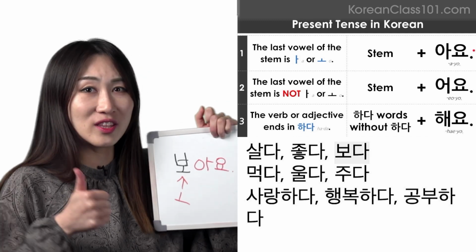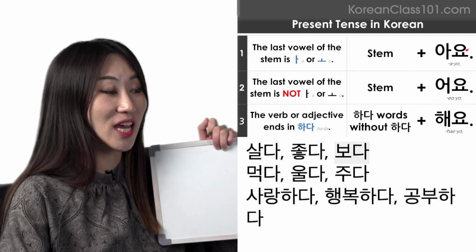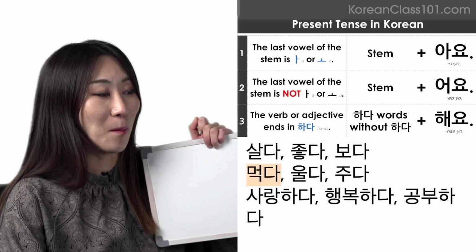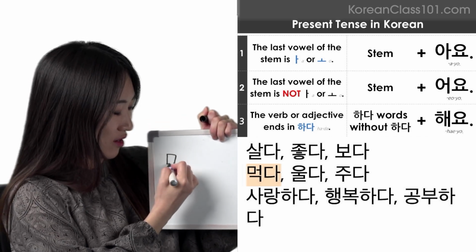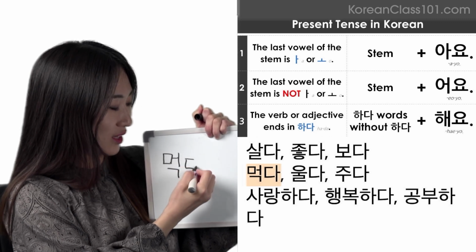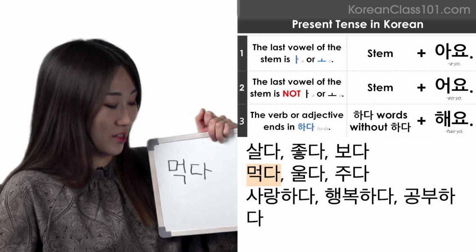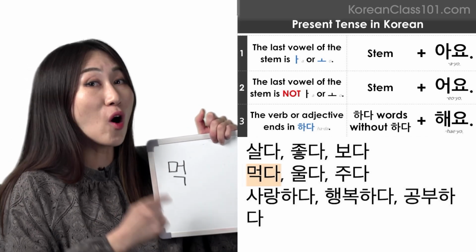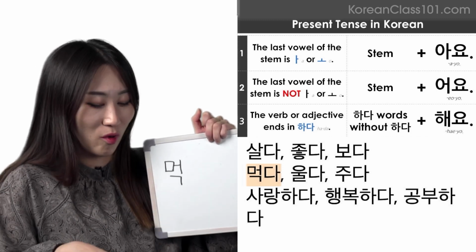Okay, so are you okay with this conjugation? Then let's look at another set of these verbs. 먹다. Okay, so it means to eat, right? What's the stem here? The stem is, remove 다 at the end. You have only 먹. 먹 is the stem. Always remove 다. Then you have 먹.